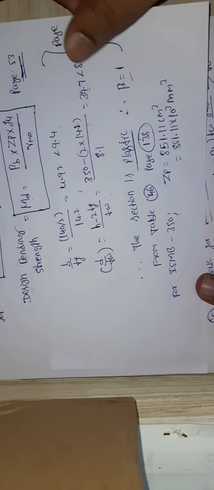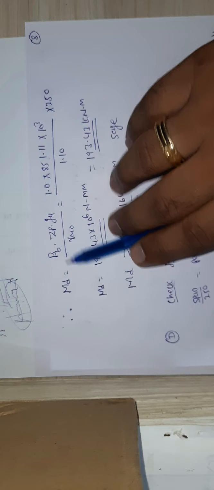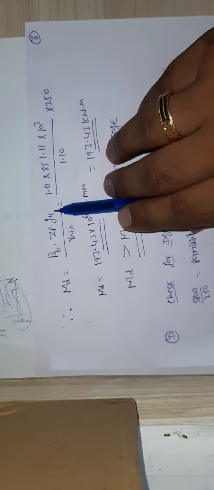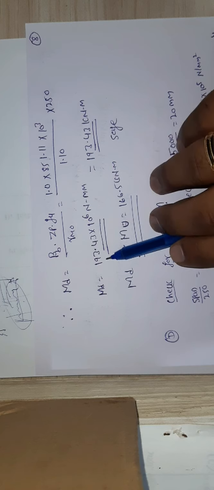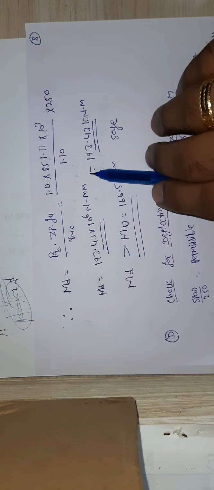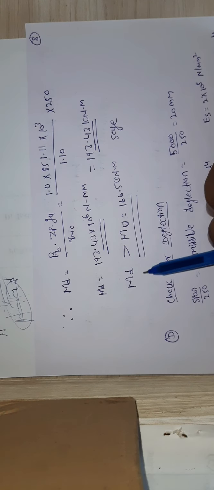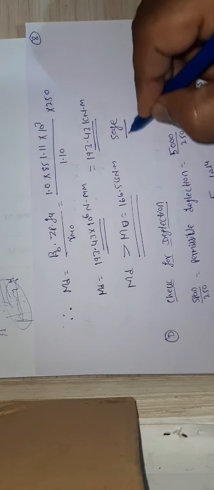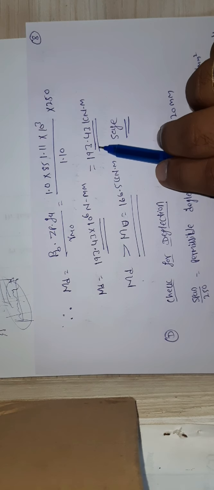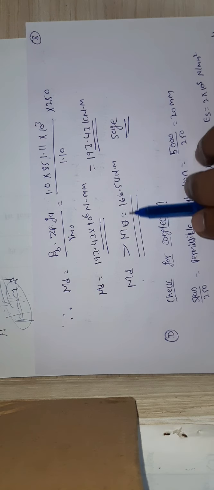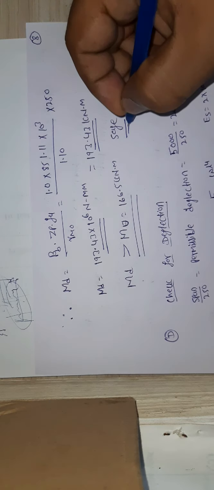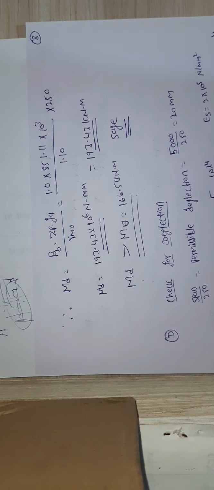This is how we need to select from the table. Then substituting in the formula, MD equals Beta B into ZP into Fy by gamma m naught, I calculated MD equals 193.43 into 10 raised to 6 Newton mm. If you convert it into kilonewton meter, it will be 193.43 kilonewton meters. So it is greater than the ultimate, hence it is safe. Please remember, MD I got 193.43. What is the ultimate? 166.5 kilonewton meters. Hence it is safe. So that is the maximum bending strength.